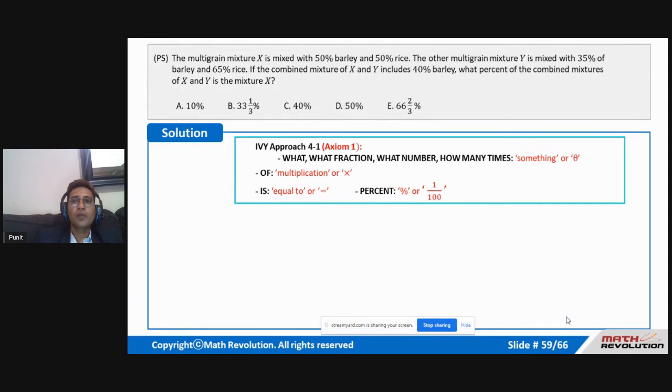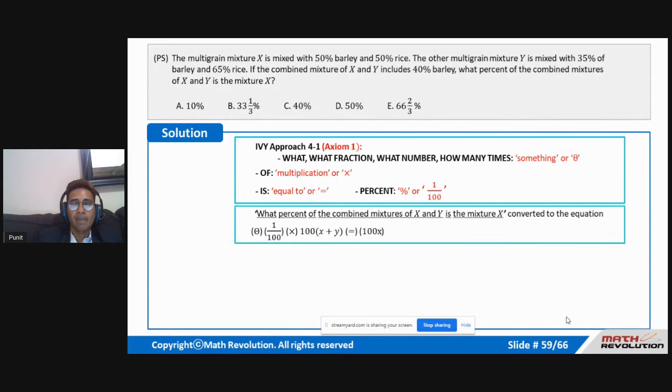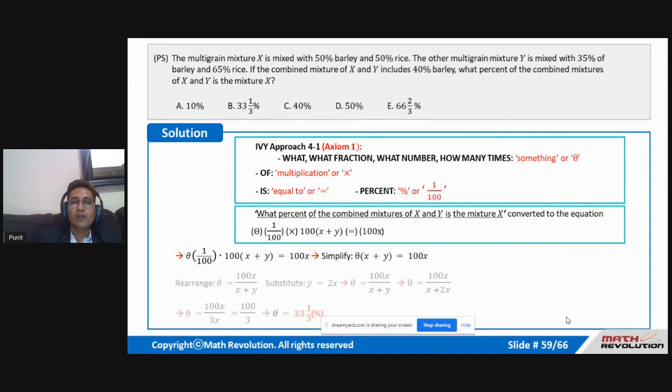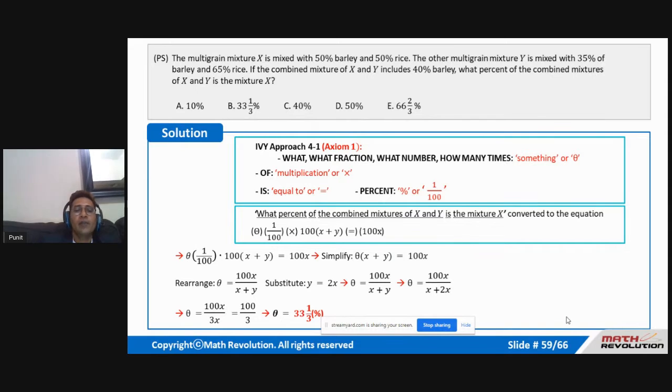We need to find what percent of the combined mixture of x and y is the mixture x. So the combined mixture was 100 of x plus y. So we know y equals 2x, so it becomes 100x over 3x. 100 over 3 is 33.3%. Answer goes as B. Yes, guys, the answers are correct.